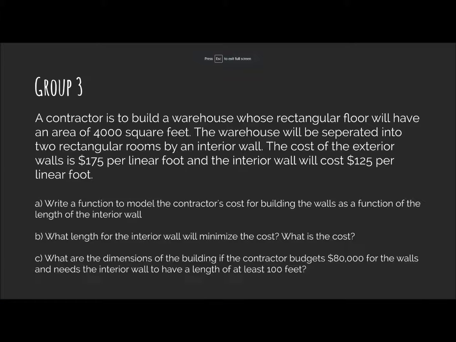The problem states that a contractor is to build a warehouse whose rectangular floor will have an area of 4,000 square feet. The warehouse will be separated into two rectangular rooms by an interior wall. The cost for the exterior walls is $175 per linear foot, and the interior wall will cost $125 per linear foot. Part A says to write a function to model the contractor's cost for building the walls as a function of the length of the interior wall.